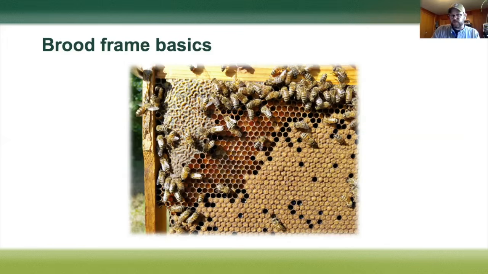Very, very distinct. So you should easily be able to tell which one is which right now, just by looking at it. And when you get into your hives, that's going to be the distinct difference. But this is the orientation, classic orientation of a brood frame.